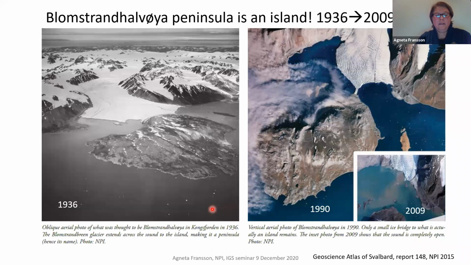And this is an interesting feature. That is the Blomstrandhalvøya. It's a peninsula in 1936, as you see in this black and white photograph here. But in 1990, we saw only a bridge of glacier ice. And suddenly in 2009, this bridge of glacier was gone. So the Blomstrandhalvøya, the peninsula, wasn't a peninsula. It is an island.